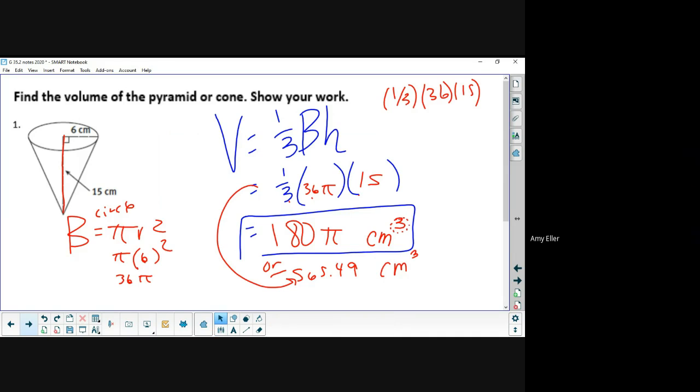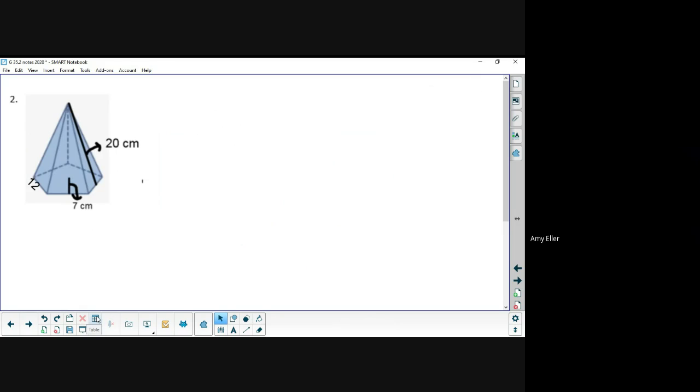Does anybody need help with the 1/3 in their calculator? Now's the time. Today's the time. Tomorrow's the time. Just the quiz is a bad time to ask how to do it. All right, number 2. Volume. Start with your formula.